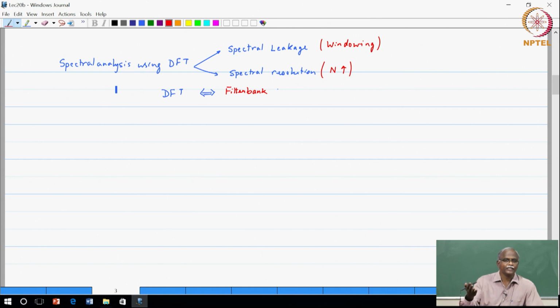Now, if I were to increase the size of N, what does it do to the filter bank size of the DFT? Increases the number of filters, makes them narrower. That is why spectral resolution goes up.